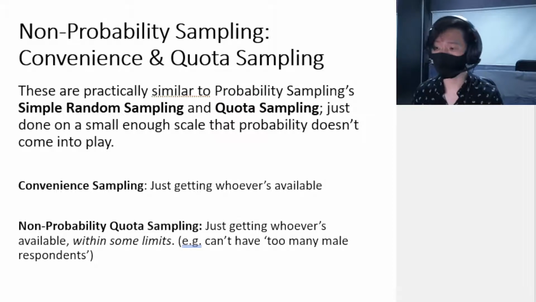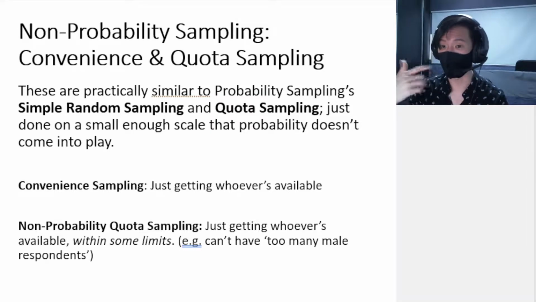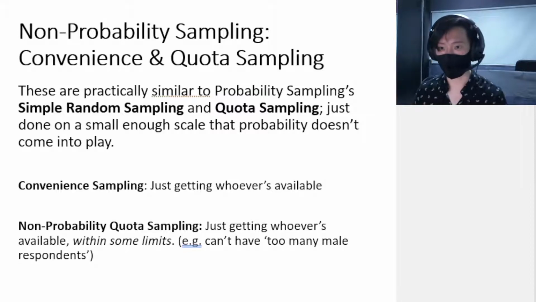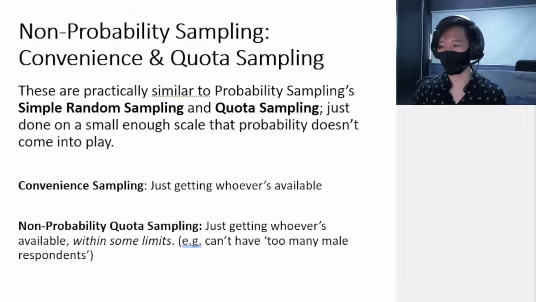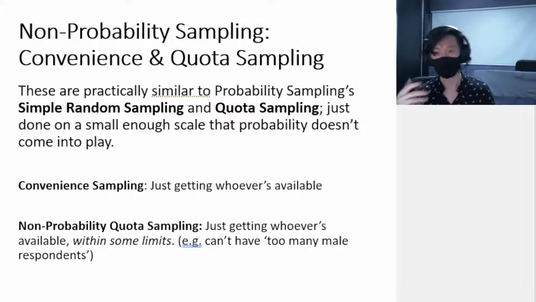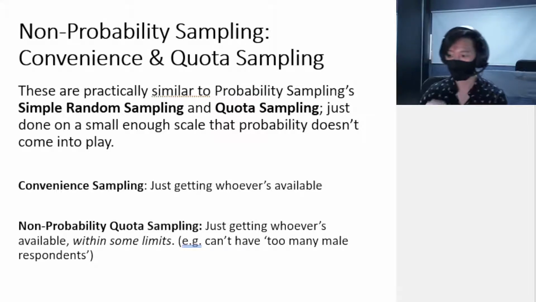So convenience sampling is about getting whoever's available. It's literally convenience. That was sort of the way that the focus group approach I was talking about, like me recruiting for focus groups, worked. I'm standing on the street, handing out flyers. Do people reply? And then that's it. Who's available? Who wants to take part in this? But then you can also have non-probability quota sampling, where yeah, who's available, but now you have some limits, so not too many of this kind of respondent or that kind of respondent.